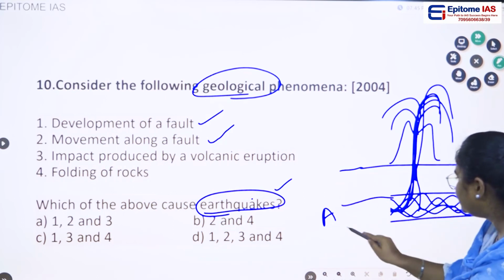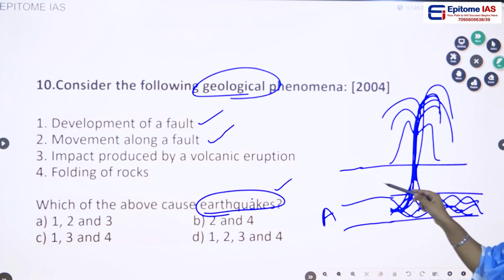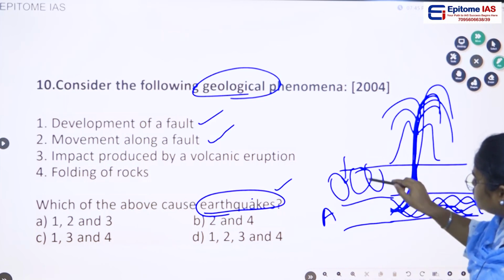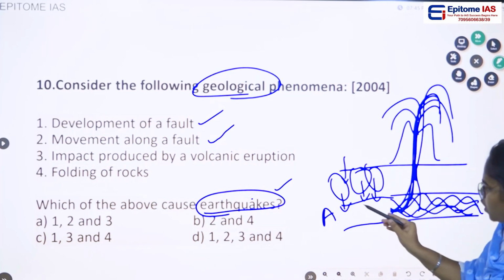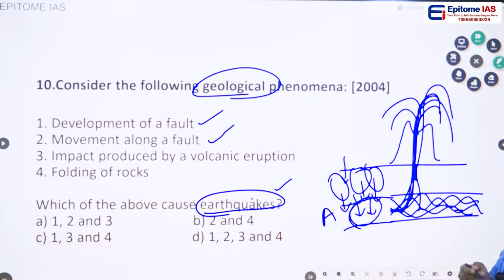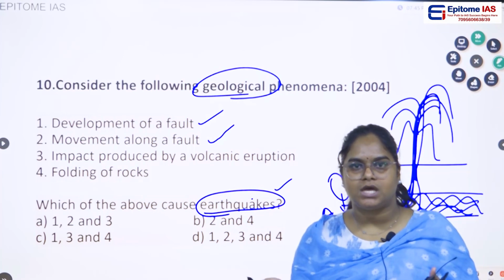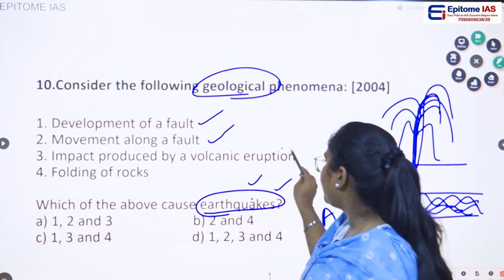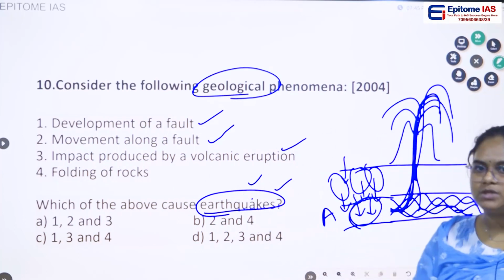There will be empty space here. Okay. The magma load is already gone out. So now because of the pressure, there are heavy rocks here. Because of this pressure towards downwards, what will happen? They collapse and they fall in this empty space. And this will also cause the sudden release of energy and it will also cause the earthquake. So yes, impact of a volcanic eruption, it can also cause earthquake.